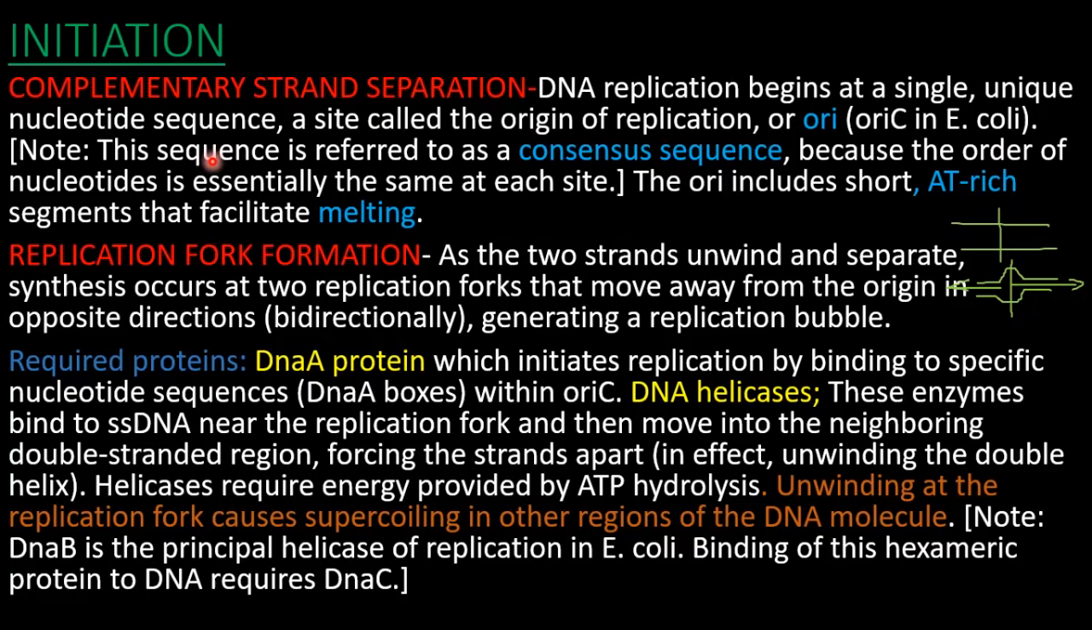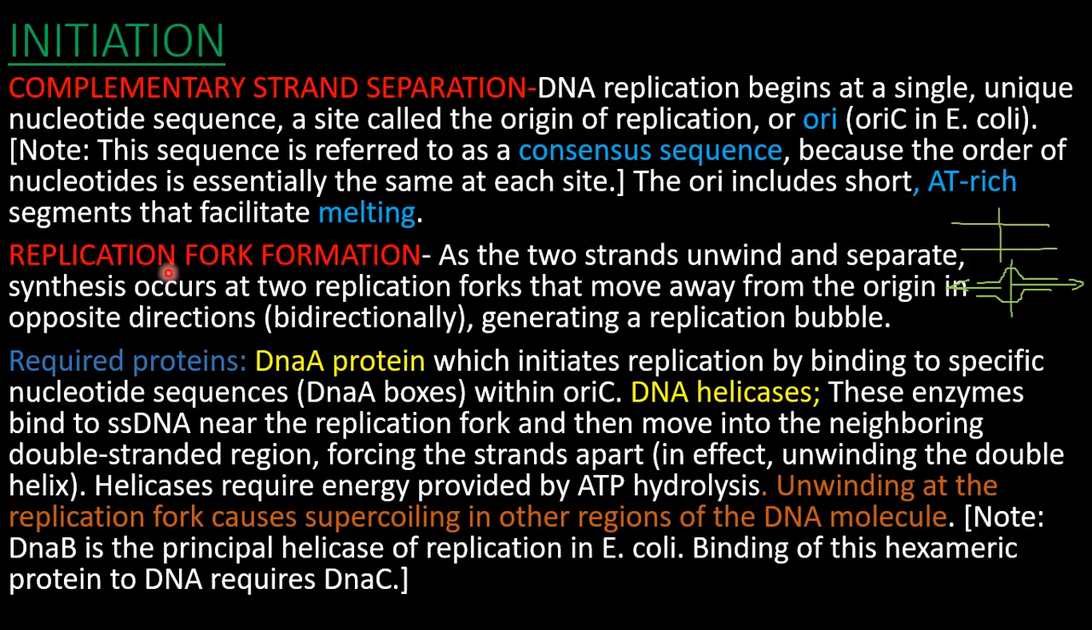And within the ORI, you will have a specific nucleotide sequence. In organisms which have multiple ORIs, such as eukaryotes, or those with linear DNA, that specific nucleotide sequence will be repeated at every ORI. That is why it is known as a consensus sequence. That nucleotide sequence is rich in adenine and thymine, AT rich. Why AT? Because remember, the hydrogen bonds between A and T are 2, but between G and C are 3. So it is easier for us to break 2 hydrogen bonds than 3 of them. So as to facilitate melting, that is why it is AT rich.